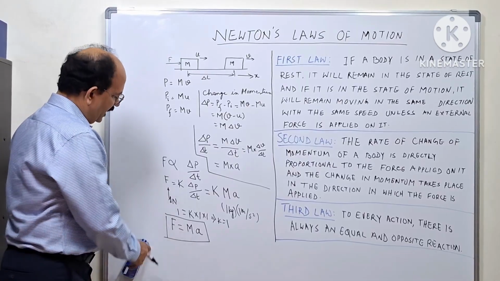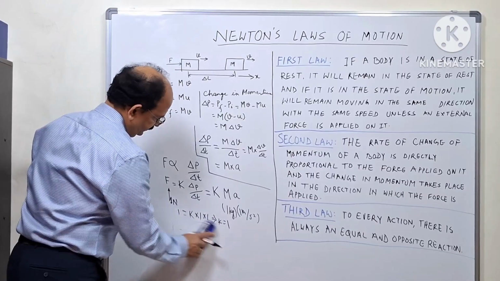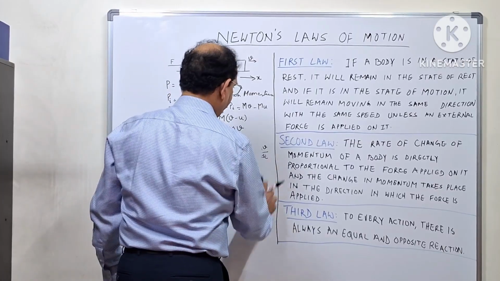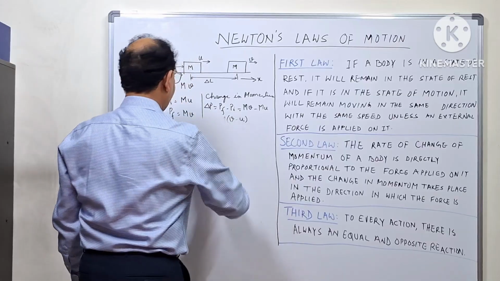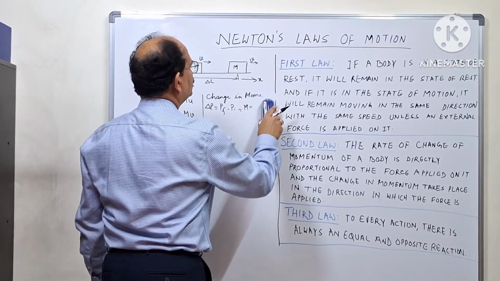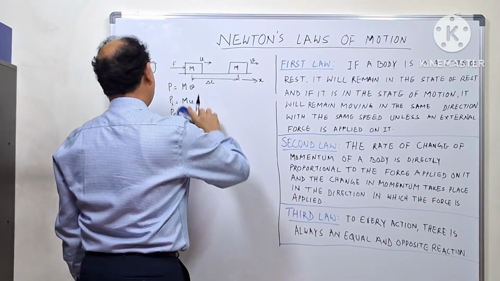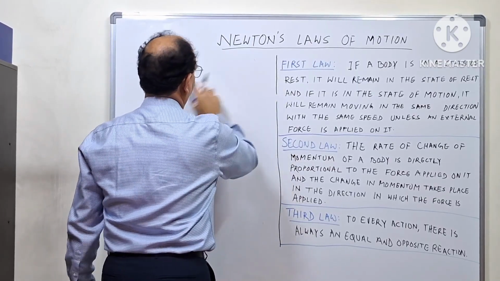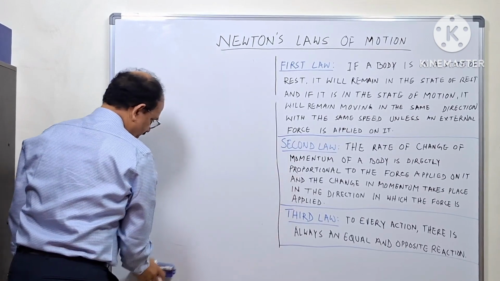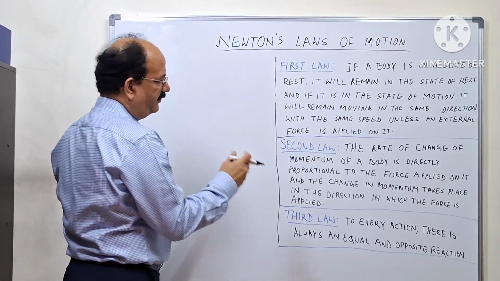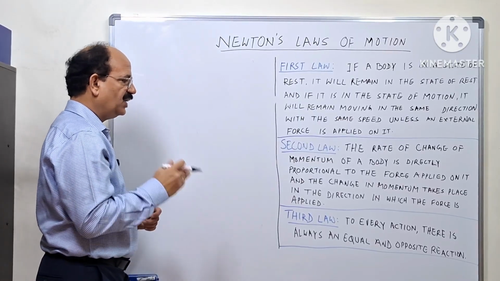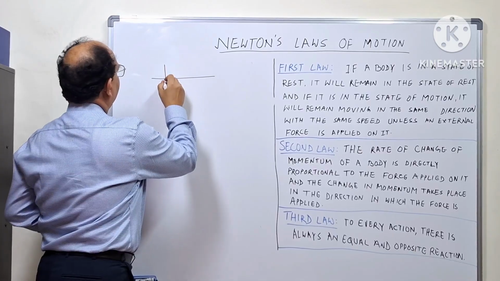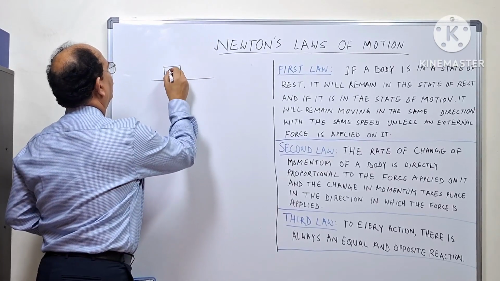Now let's look at the third law of motion. The third law of motion is the most enigmatic and most confusing law. Many people remain confused about it, so let's look at it carefully. What the third law says is that to every action there is always an equal and opposite reaction. Let's look at this. Suppose there is a book on the table and its mass is m.